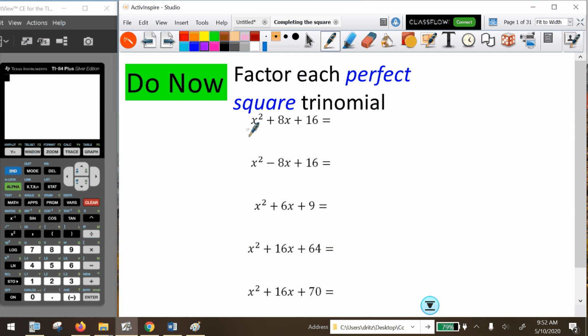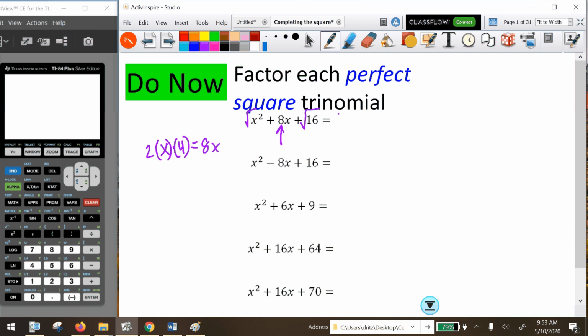Well, we learned that this has a special property where the middle term is twice the square root of the product of the leading term and the final term. So the square root of x squared is x, the square root of 16 is 4, and 2 times x times 4 is 8x, and that's what we have in the middle. So if it follows that format, it's incredibly easy to factor.